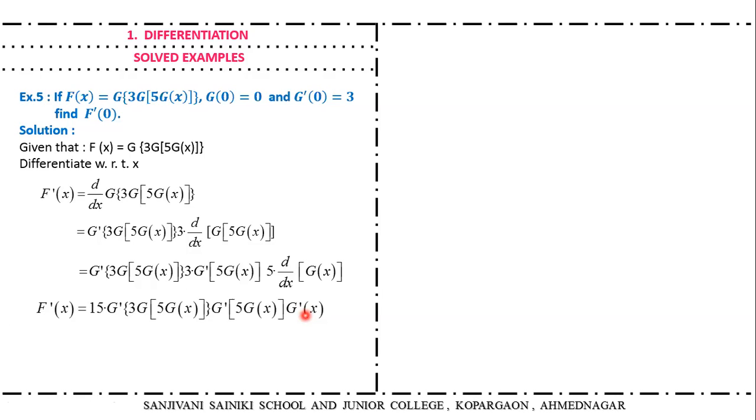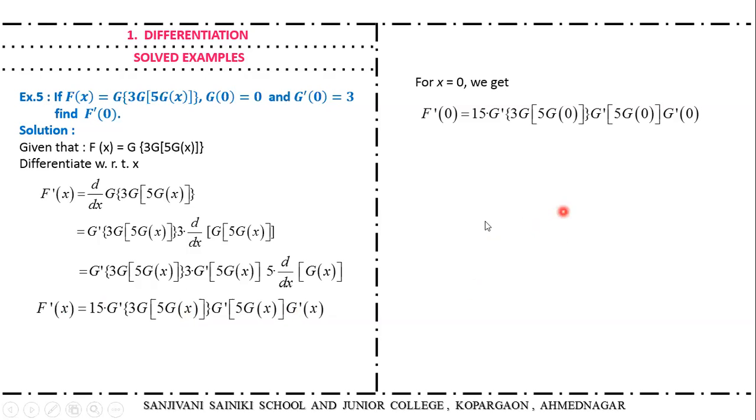Now what are the values they have given? We have to put them over here. So for x is equal to 0, we will put x is equal to 0 everywhere. G dash at 0 is given 3. G of 0 is given 0. So the value is 0.